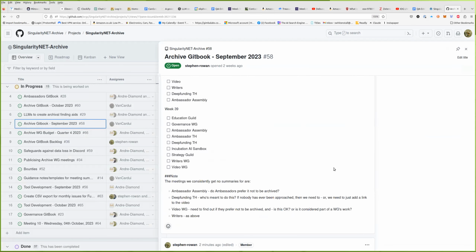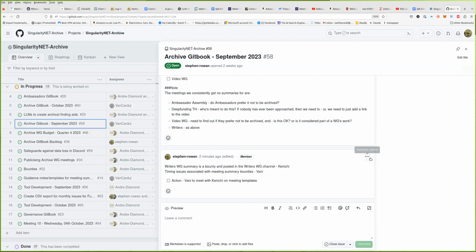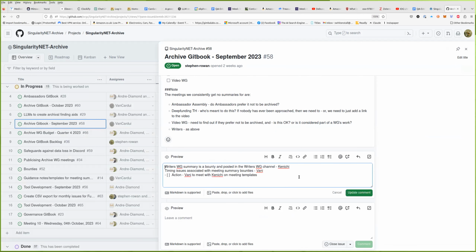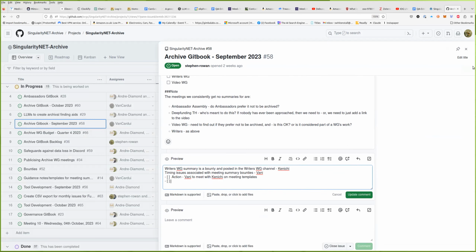If you look at what we're not getting, we are never getting the deep funding town hall. I'm just wondering, should it be on our list? Are we saying that this is the ambassadors' archive and so deep funding has no business being there? I don't think anybody is going to give us a summary. Maybe we just have to put a link to the video or embed the video.